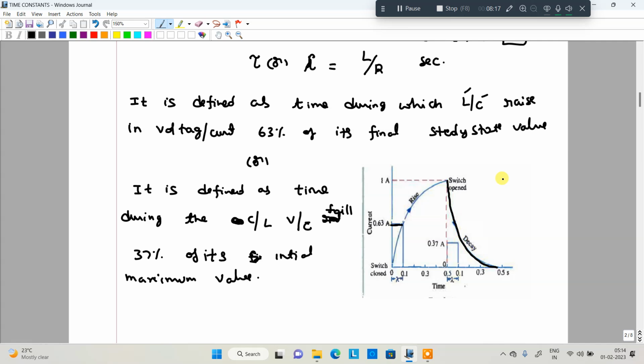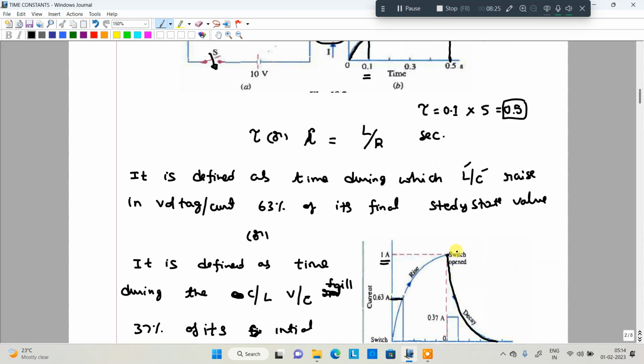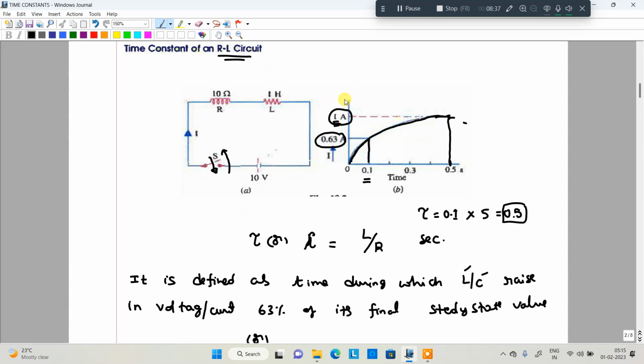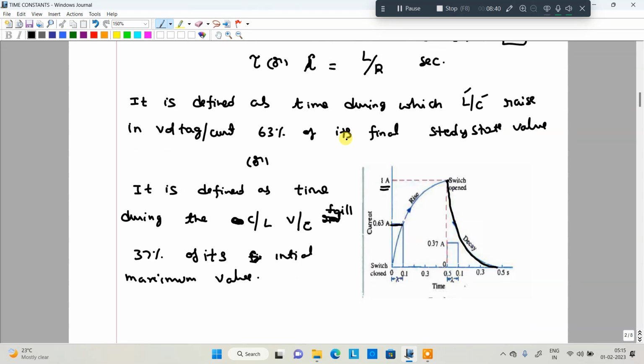Let us explain here. Here 1 ampere is the initial value when the switch is open. Whenever the switch is open, look at this particular diagram. At the time the switch is open, what is the current you got? 1 ampere. That means the initial current in the inductor is 1 ampere. So it is defined as the time during which the capacitor or inductor voltage or current falls to 37% of its initial value, that is called a time constant.